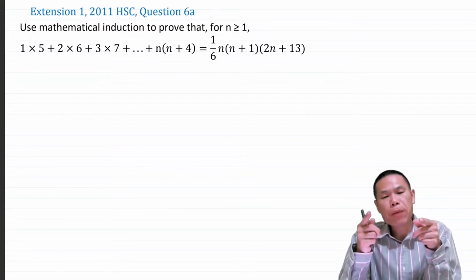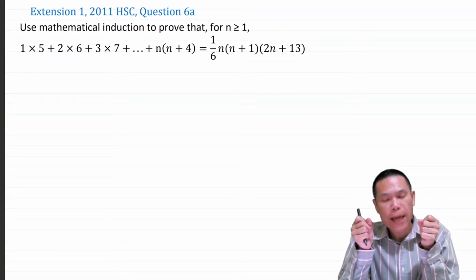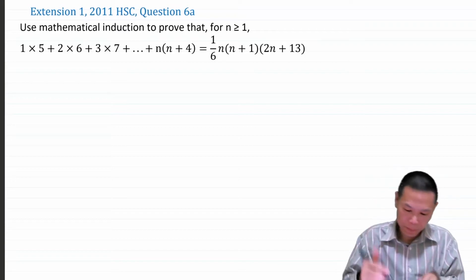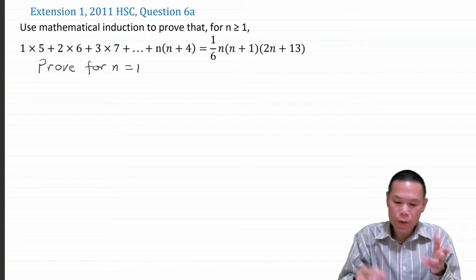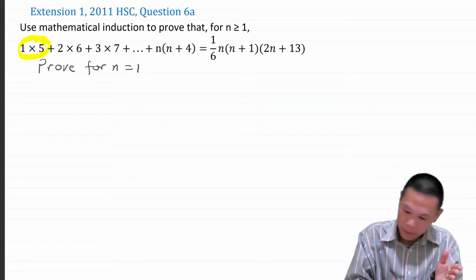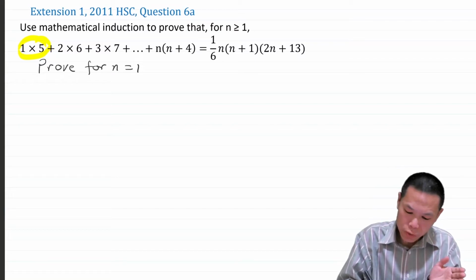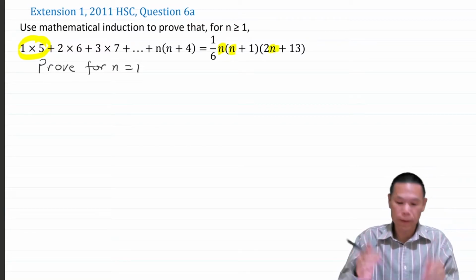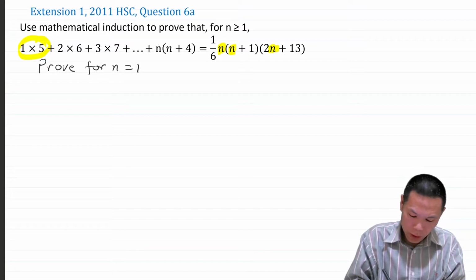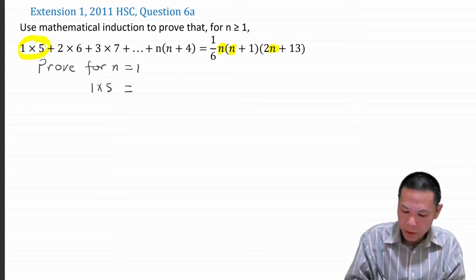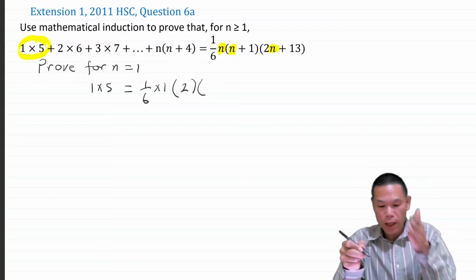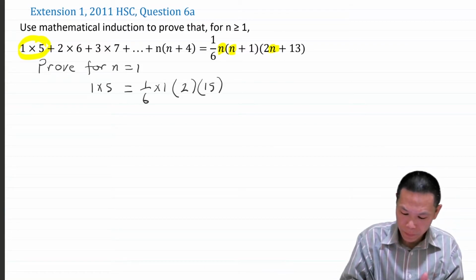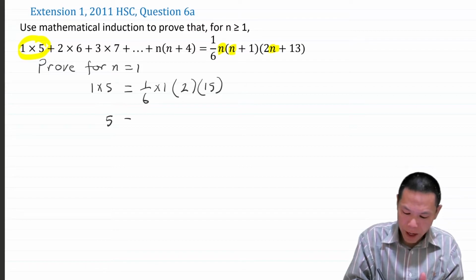So step number 1, we prove for the smallest n, which is n equal to 1. On the left hand side, we get this. And on the right hand side, we just need to replace n with 1. So which is 1 times 5 is equal to 1 over 6 times 1, and then 1 plus 1 is 2, and then 2 times 1 is 2, at 13 is 15. Then that's left hand side equal 5.